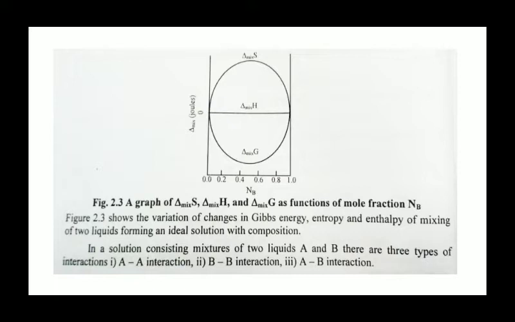A graph of delta S mixing, delta G mixing and delta H mixing. This figure shows the variation of changes in Gibbs free energy, entropy and enthalpy of mixing of two liquids forming an ideal solution with composition. In a solution consisting of a mixture of two liquids A and B, there are three types of interaction: AA interaction, BB interaction and AB interaction.